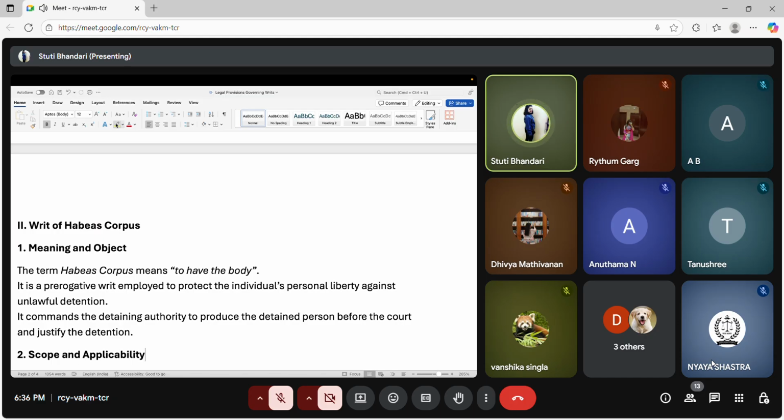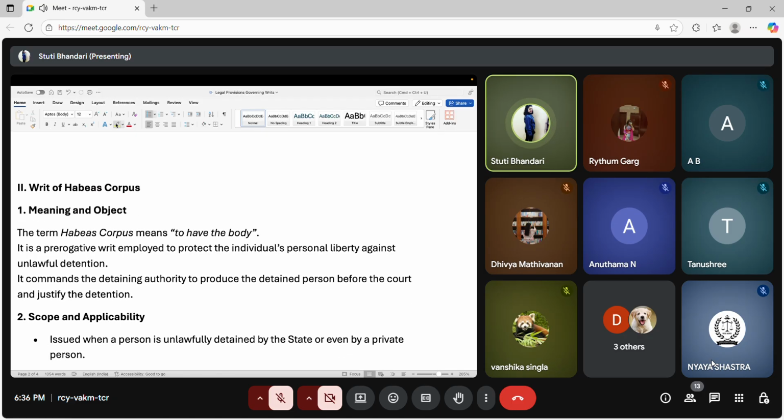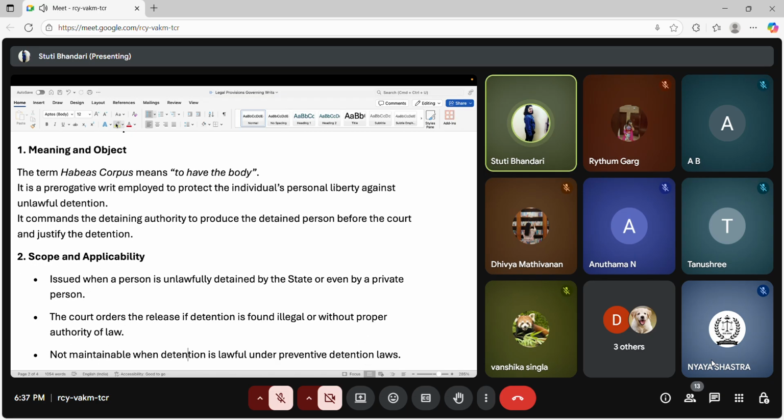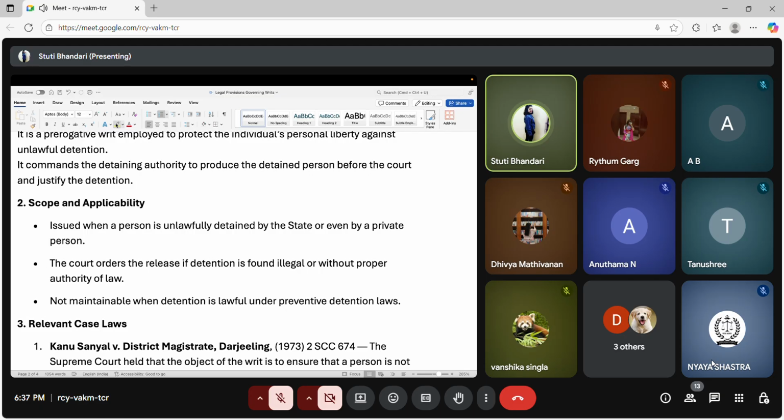So in this case, once a writ is filed, the court commands the detaining authority to produce the detained person before the court and justify why they have detained that person. Now again, it is issued when a person is unlawfully detained by the state or a private person. Again, if the court finds out, when the person is produced or when the authority gives a reason, that such detention was illegal and proper steps have not been taken, due care and process of law has not been observed, they can also release that person from detention.